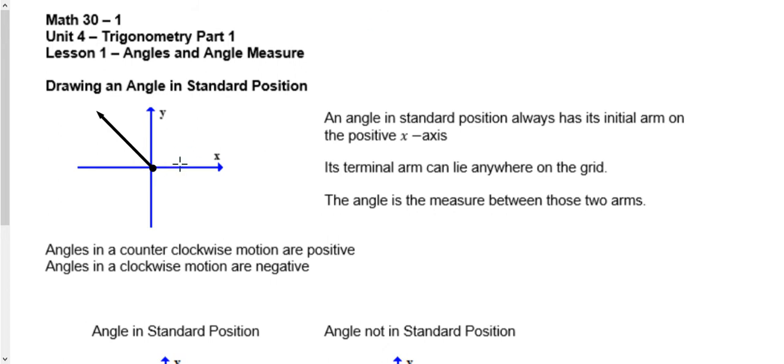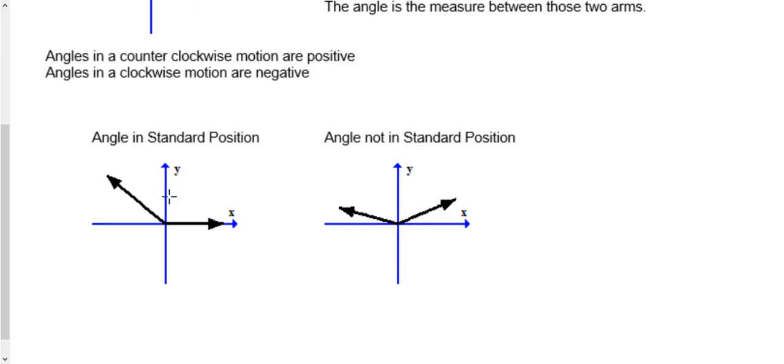So from our x all the way to our terminal arm there, that's going to be our positive rotation. And from the same x, but going clockwise, that's going to be our negative rotation. It gets you to the same answer, it's just you'll end up with a negative answer. Negative angle, that is.